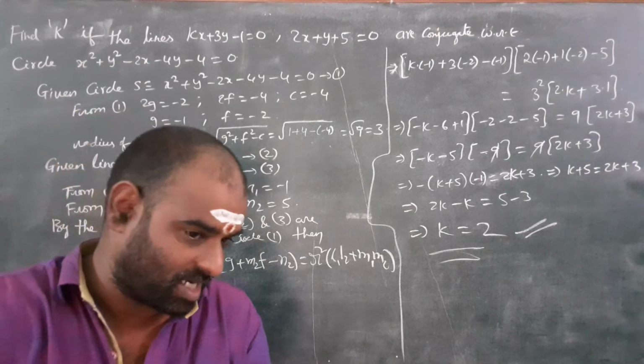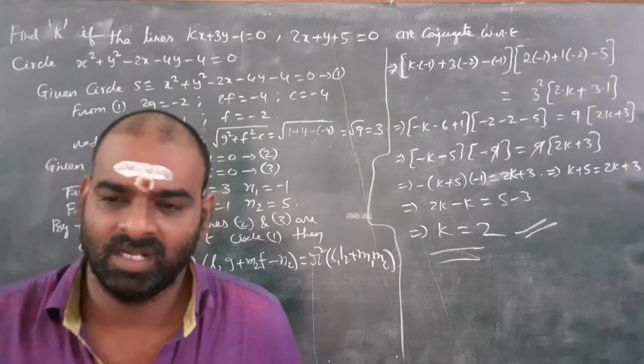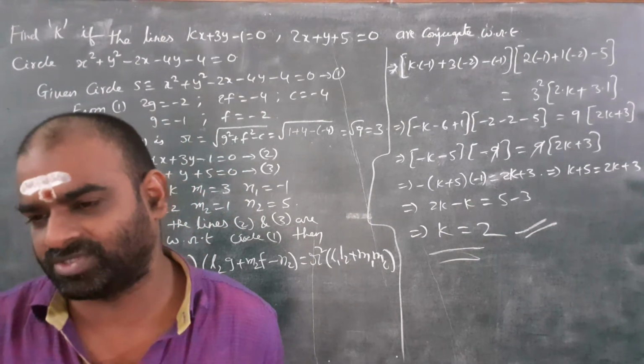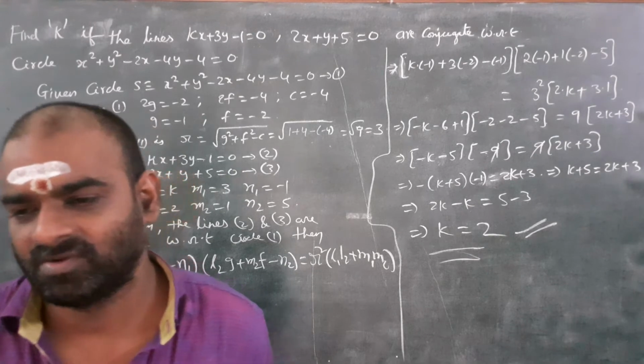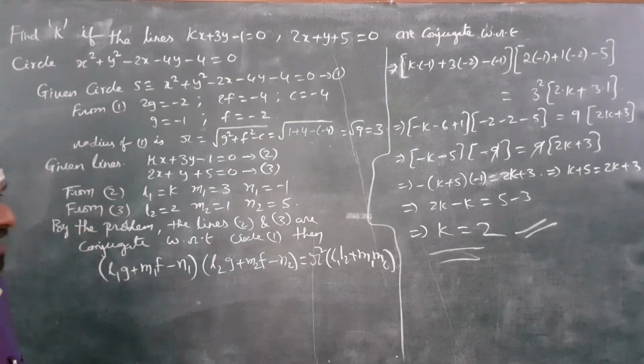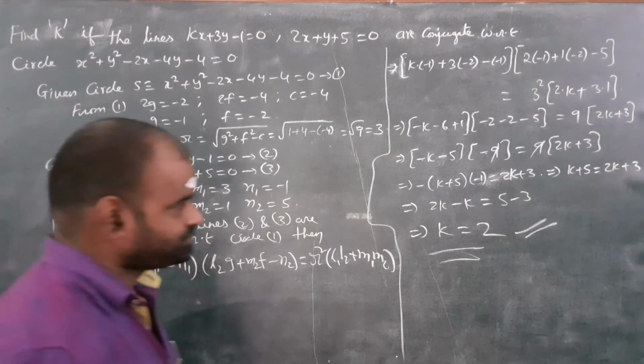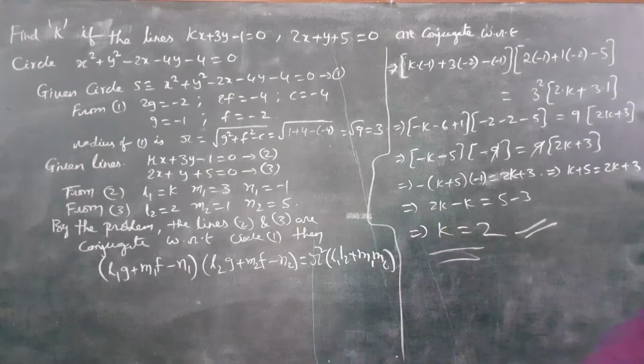So friends, conjugate lines is one more important model. From the public exam point of view, this problem is asked for 4 marks. So when it is asked for 4 marks, you have to follow this method, which is very easy and simple. So you have to note down this model. Note down.